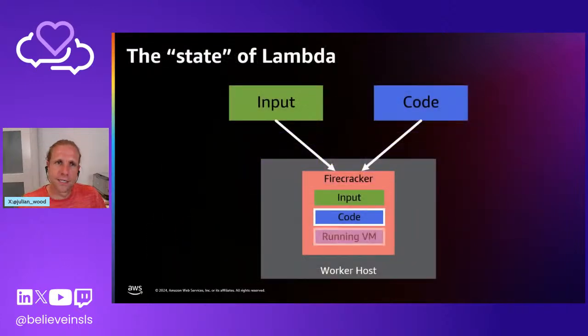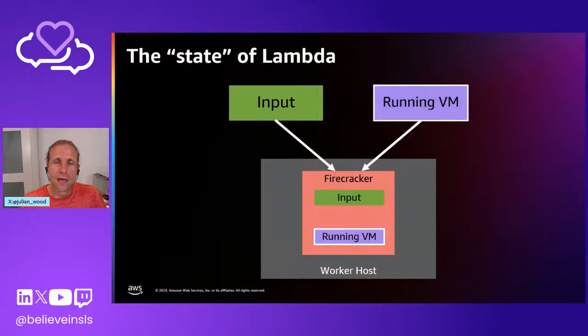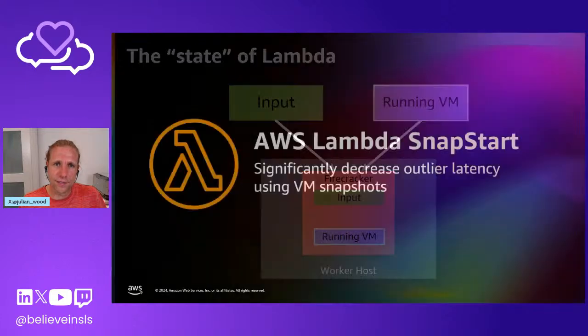So let's think about the initialization process, getting code into a running VM that's ready to serve an invoke. What if we could use the storage lessons learned by Lambda to avoid this code-to-running-VM conversion process completely? If we think about how to do that, what if instead of delivering code to the virtual machine, we were able to deliver a different artifact? Why don't we just deliver a whole running virtual machine to the individual host?